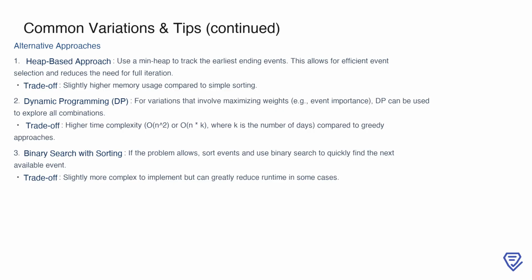For variations of the problem that involve maximizing weights, such as event importance, dynamic programming can be a powerful tool. DP allows you to explore all combinations, though it comes with higher time complexity, often O(n squared) or O(n * k), where k represents the number of days. Lastly, you can use binary search combined with sorting to locate the next available event quickly. While this method is a bit more complex to implement, it can lead to significant runtime improvements in certain scenarios. Each of these approaches offers unique strengths and trade-offs, so understanding when and how to apply them is key to solving variations of this problem efficiently.